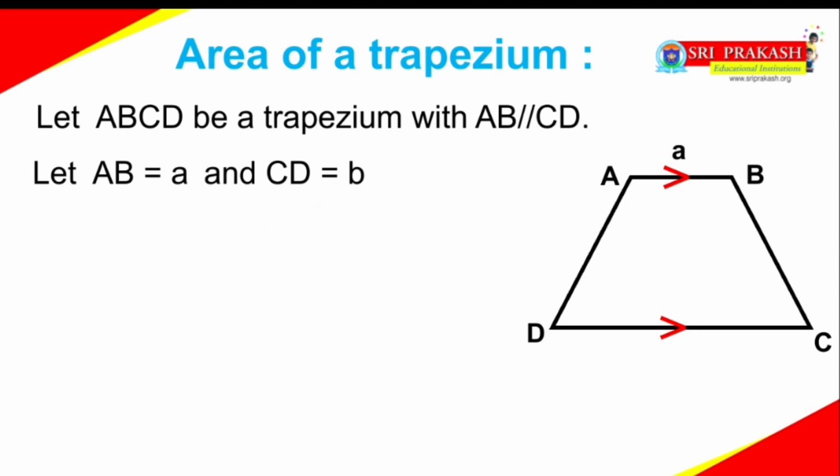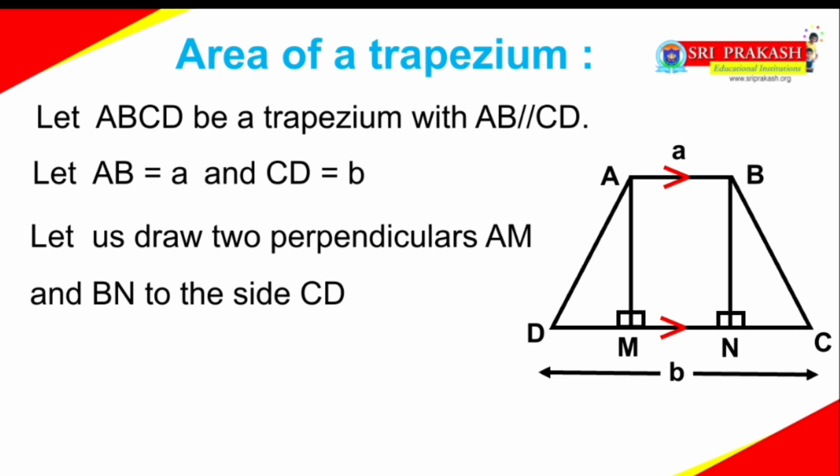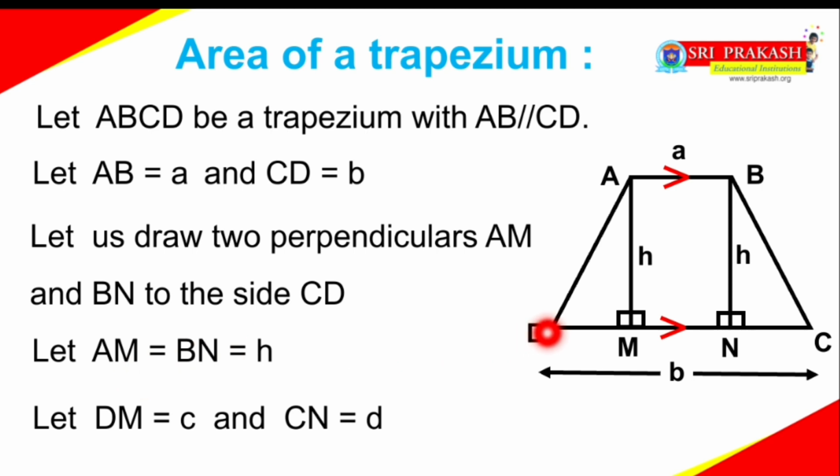AB is equal to a. Next, CD is equal to b. Now, let us draw two perpendiculars AM and BN to the side CD. Next, let us take the lengths of AM and BN as h, and also let us take the length of DM as c and the length of CN as d.